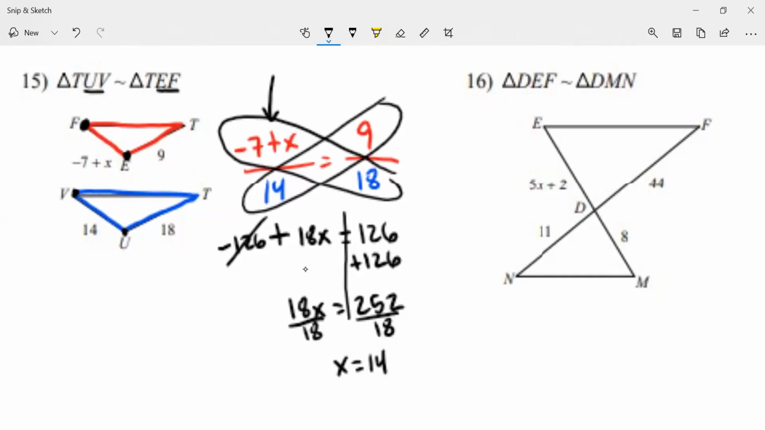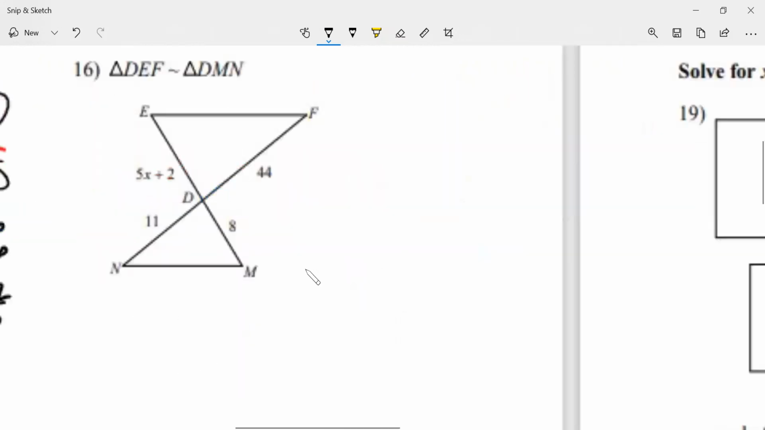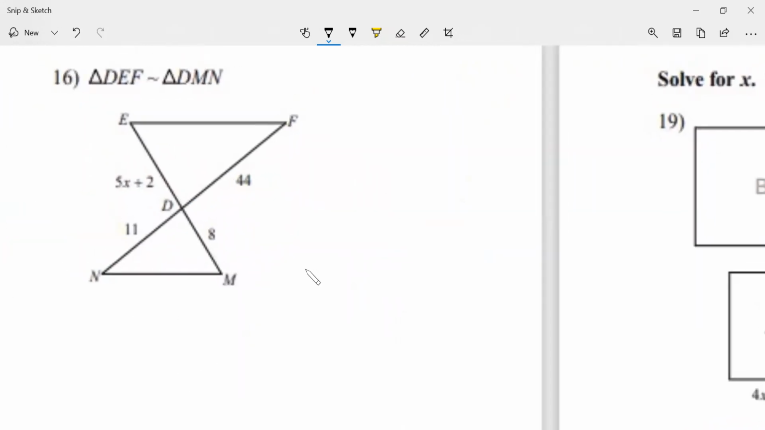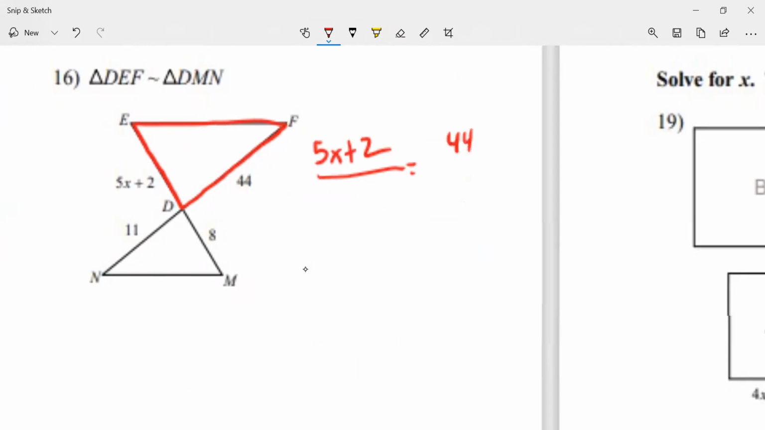Except today we're working up into number 20. So we're almost there. Let's take a look at number 16. From the red triangle, I'm going to use the measurements 5x plus 2 on top of my first fraction, and then 44 on the top of the second fraction. Now I have to find the corresponding sides. Okay, so now there's a blue triangle that has the measurements 8 and 11.